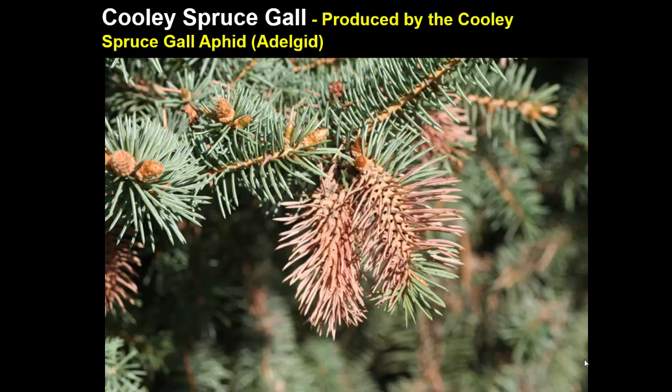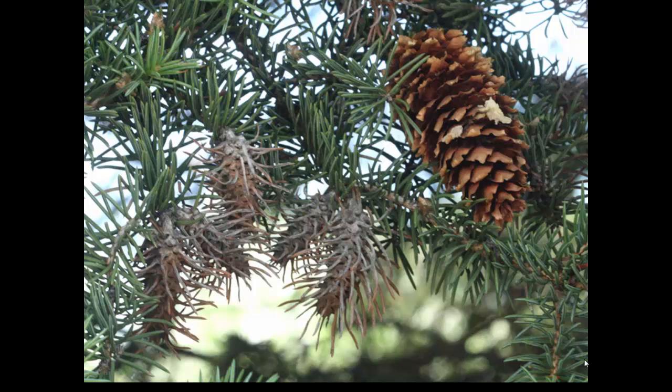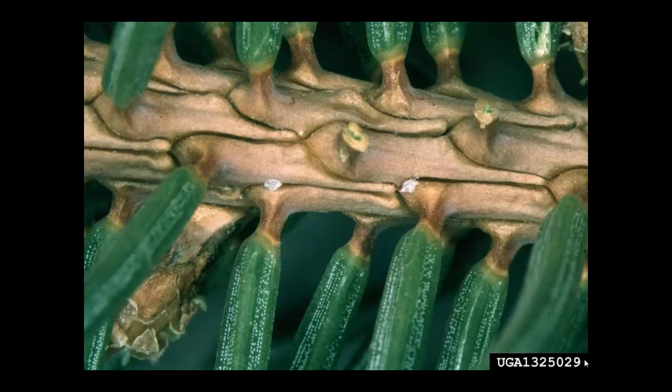And the insect will develop in this, and I'll show you the developing stages of this. And it kind of looks like a cone. In this case, we see multiple Cooley spruce galls on the left, and we see a spruce cone on the right, but it is not a cone. It is a terminal growth, a twig that could have been a normally elongated twig, but instead has become a Cooley spruce gall.